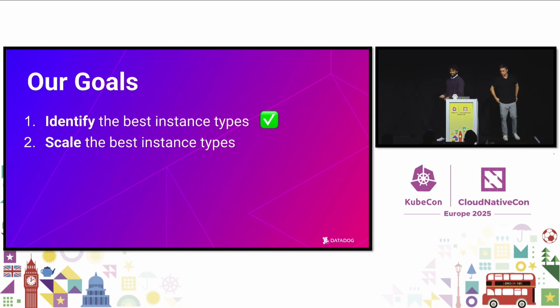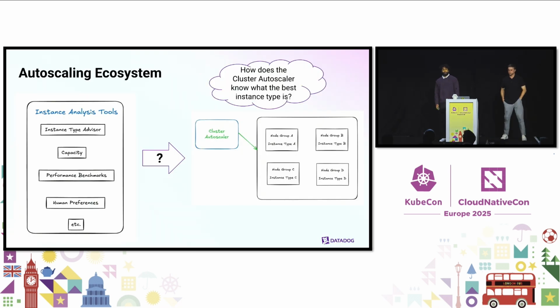All right, so now we're going to scale the best instance types. So right now, this is our auto-scaling ecosystem. We're going to build on this diagram as we go through the presentation. But for now, we have the instance analysis tools on your left that Ben just went over. And this will let us know what the best instance types are. And then on the right, we have our simple auto-scaling ecosystem with the cluster autoscaler and some node groups.